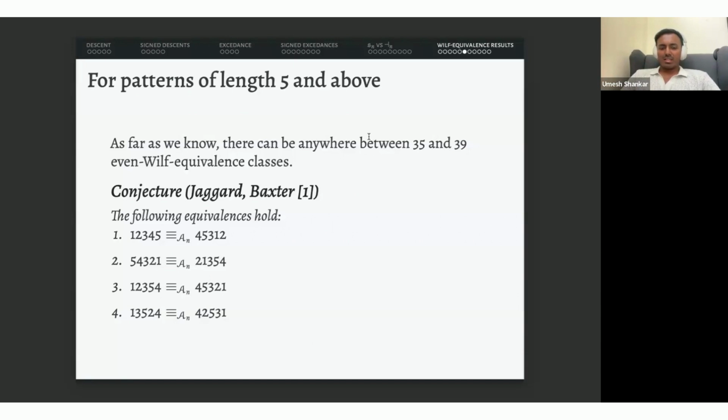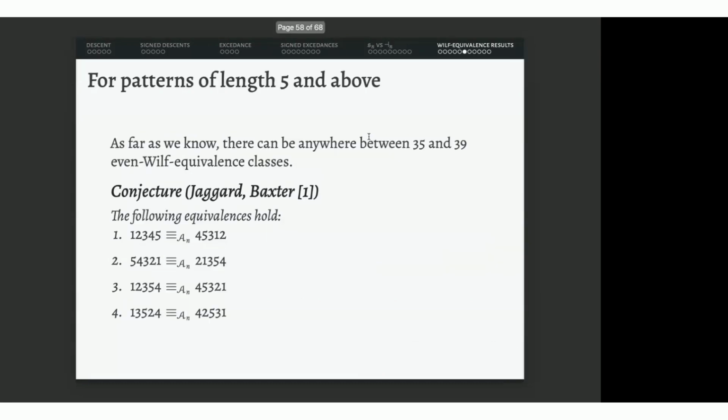So these we do not know as of now. And over S6 also we do not know. They give an exact lower and upper bound for how many classes there can be. So over S6 also there are some classes which we do not yet know.